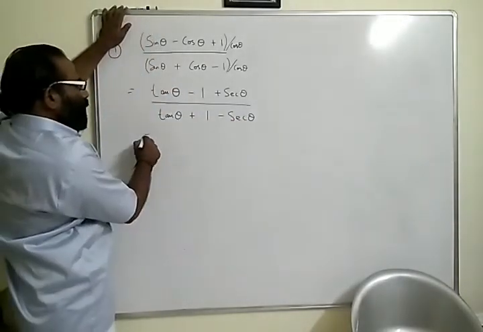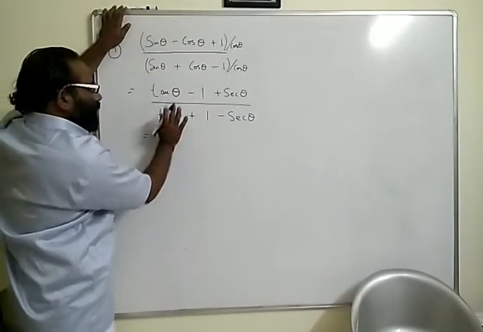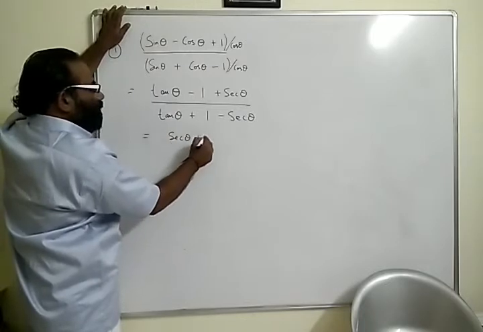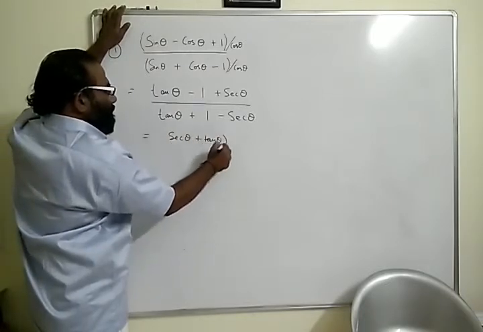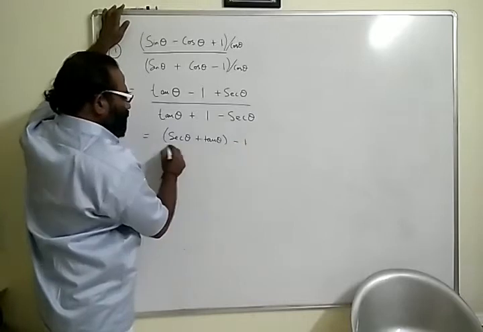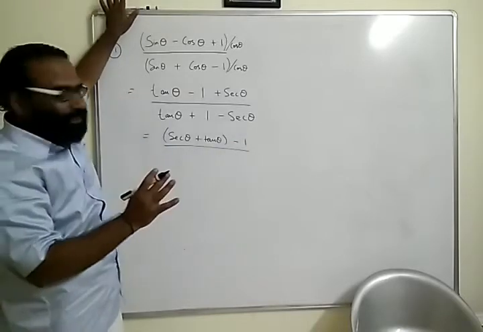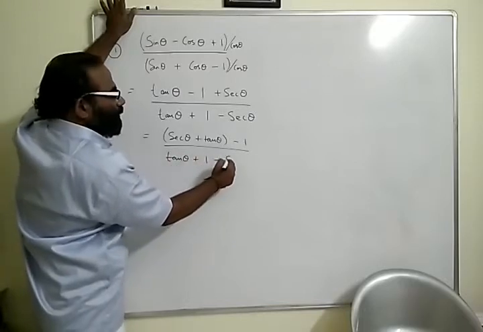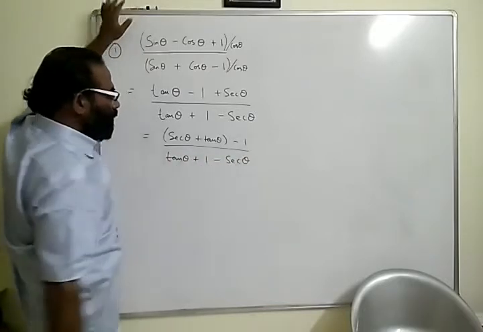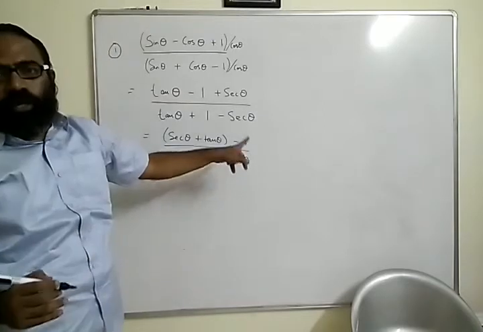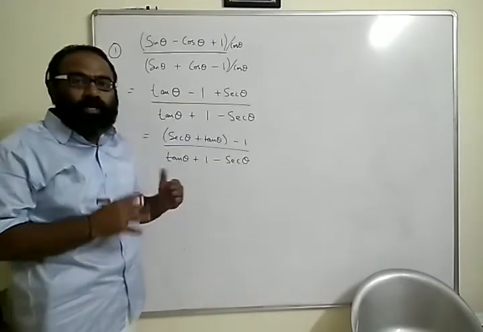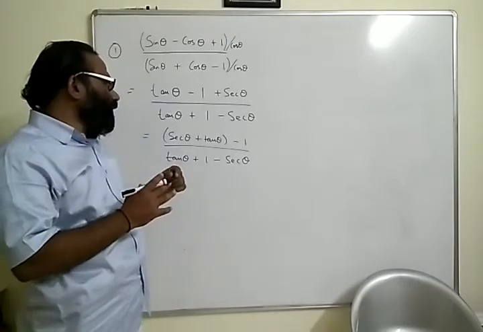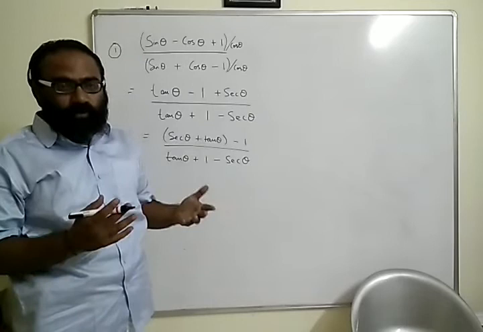Now in the numerator, let's take the secant theta plus tan theta together on one side. So secant theta plus tan theta minus 1, by, let's keep the denominator as it is, tan theta plus 1 minus secant theta. Now the 1, I will use a particular identity to change it. 1 is nothing but secant squared theta minus tan squared theta, that is equal to 1.